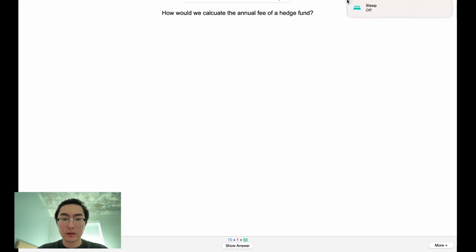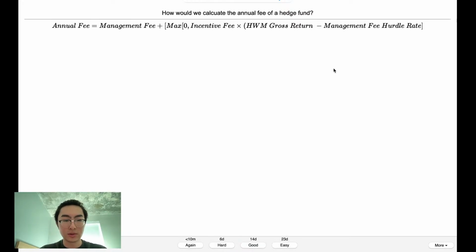Okay. How do we calculate the annual fee of a hedge fund? I think just the performance fee plus maybe a hurdle rate, incentive rates. This isn't tested, so I'm just going to skip this for now. Annual fee. Okay.